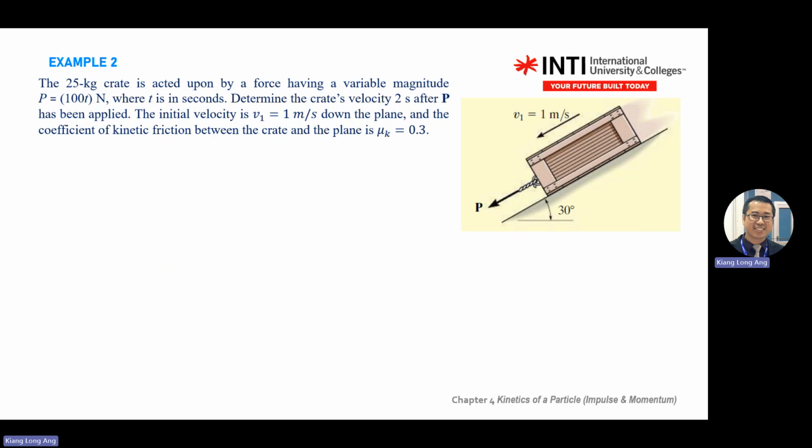Right. All right. So this kind of question, you see a 25 kilogram crate acted upon by a force at variable magnitude P equals 100t. So in this case, you cannot use the normal Newton motion equation because it will make your acceleration not constant. Determine the crate velocity 2 seconds after the P has been applied. The initial velocity is V1. Now V1 is not 0, right? You have a value there down the plane, and the coefficient of friction is given as 0.3.